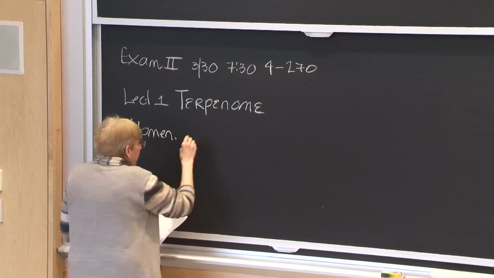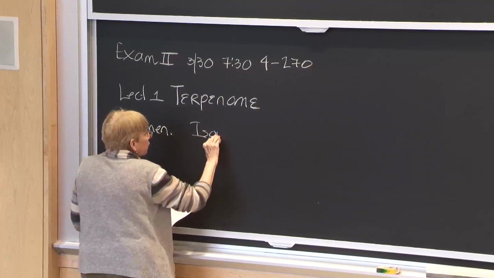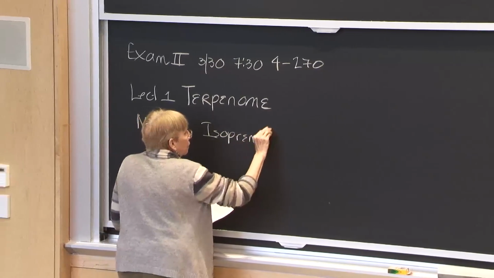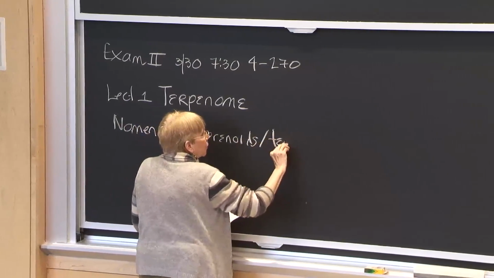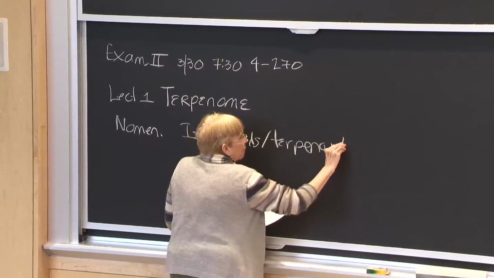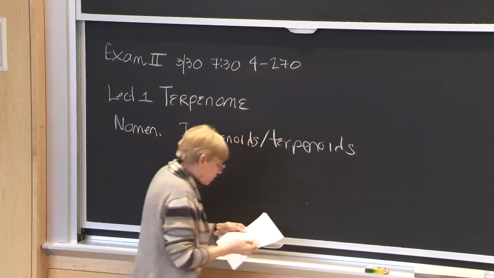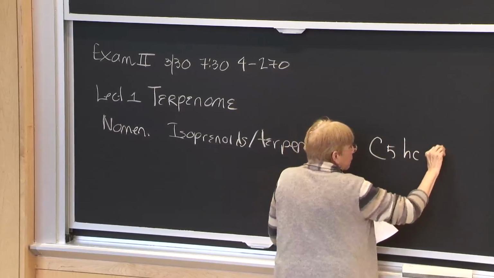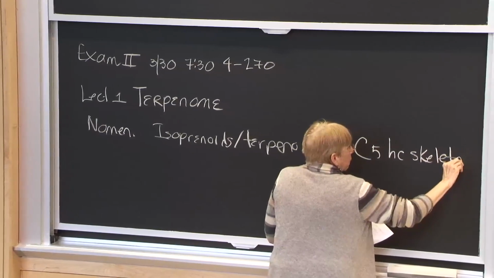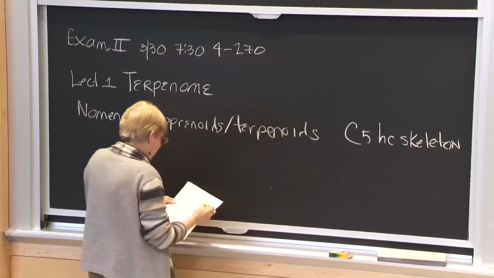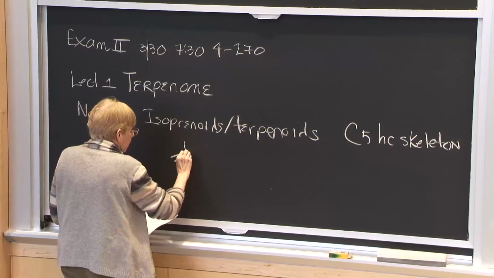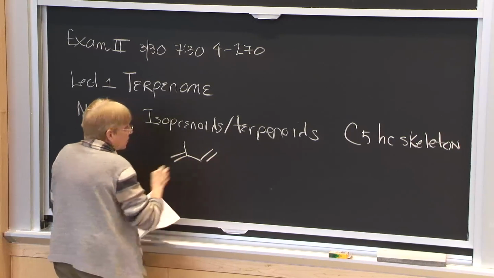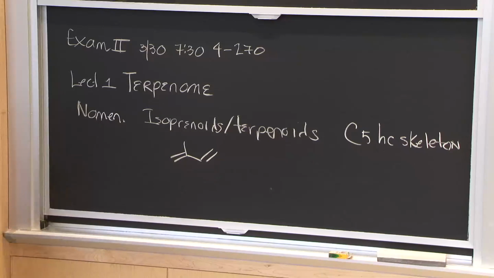And all terpenes are called either isoprenoids or terpenoids. They're all made from a C5 hydrocarbon skeleton, and this C5 hydrocarbon skeleton is an isoprene. Okay, so this is the key building block that you're going to see over and over again over the course of the first couple of lectures.